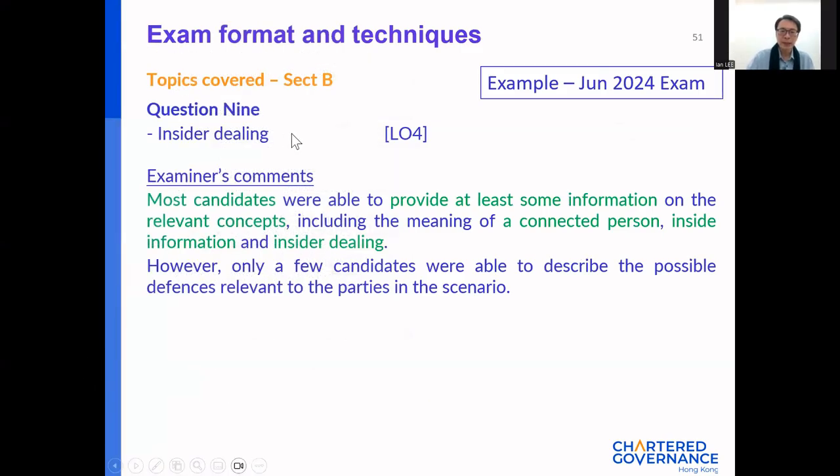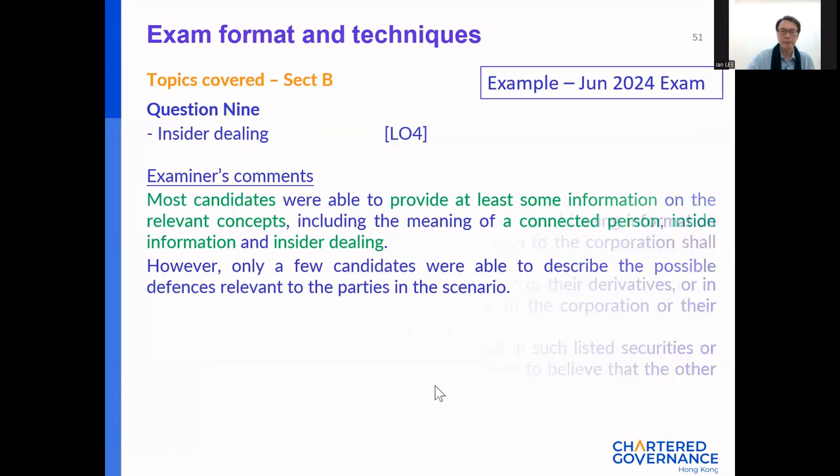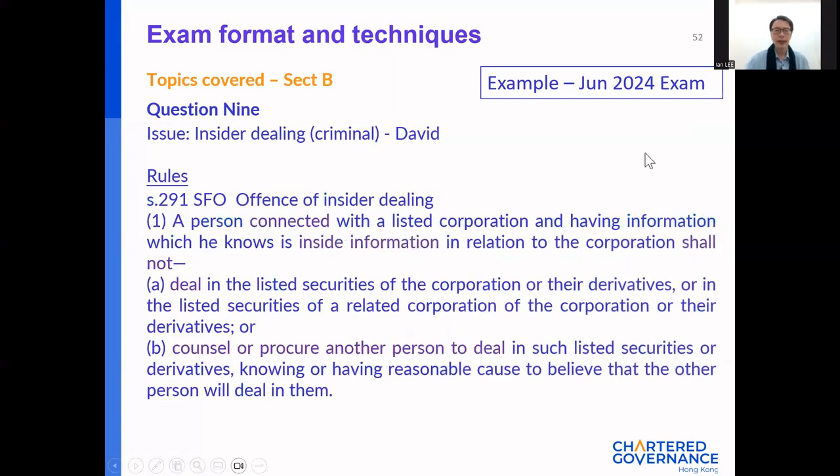So insider dealing, as you may know, is from Learning Outcome 4. So according to the examiner, I think most candidates did very well. They were able to provide at least some information on the relevant concept, including the meaning of what is a connected person, what is inside information, and what is insider dealing. Only few were able to describe the possible defense, but you can see most did very well on the first part already.